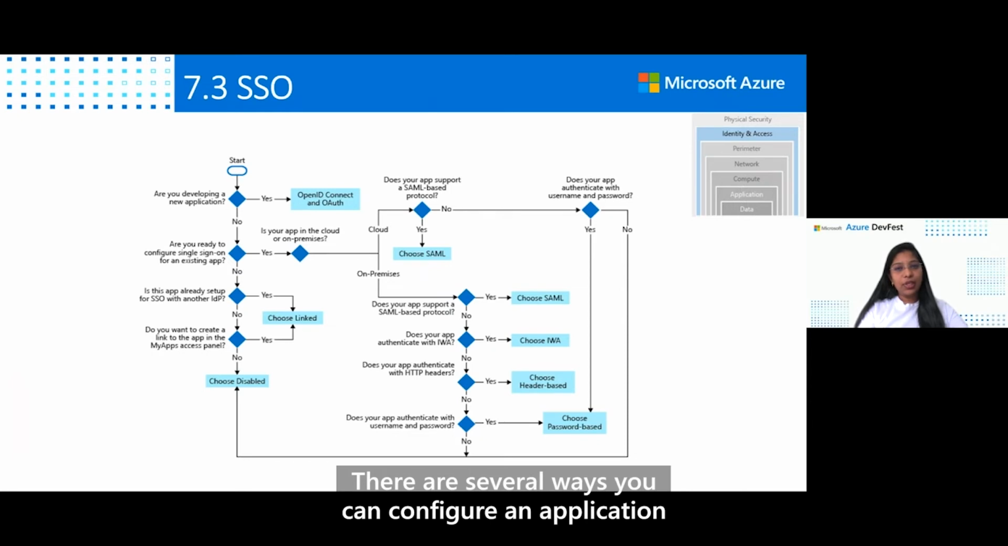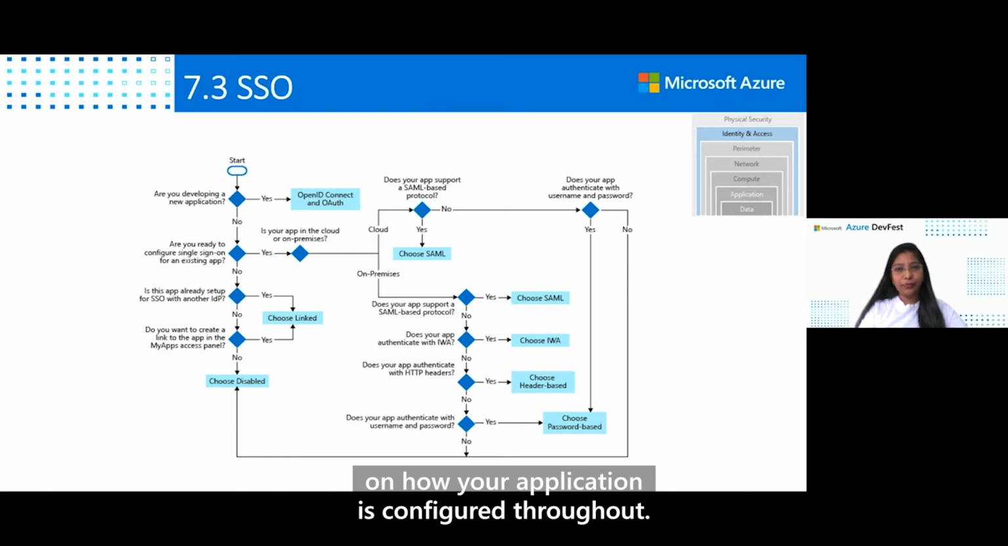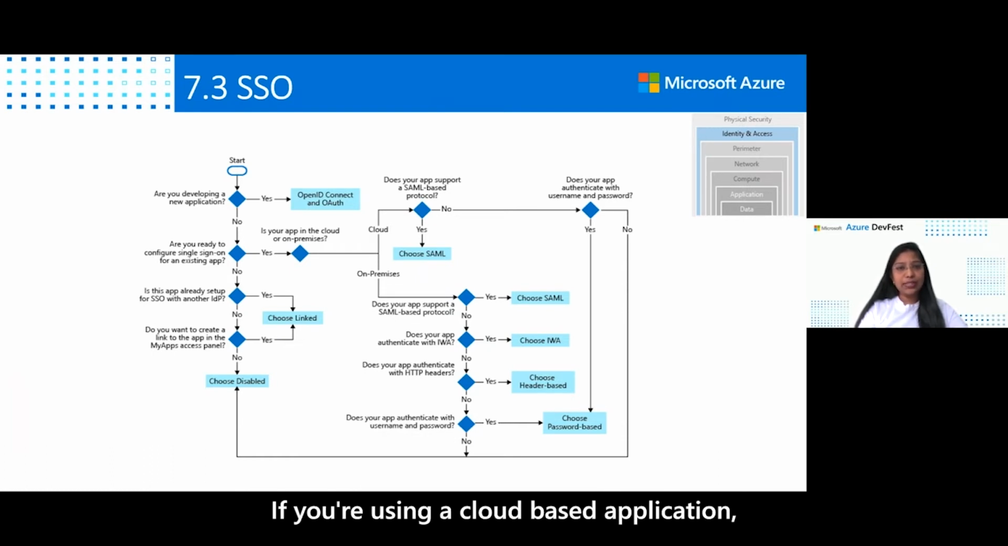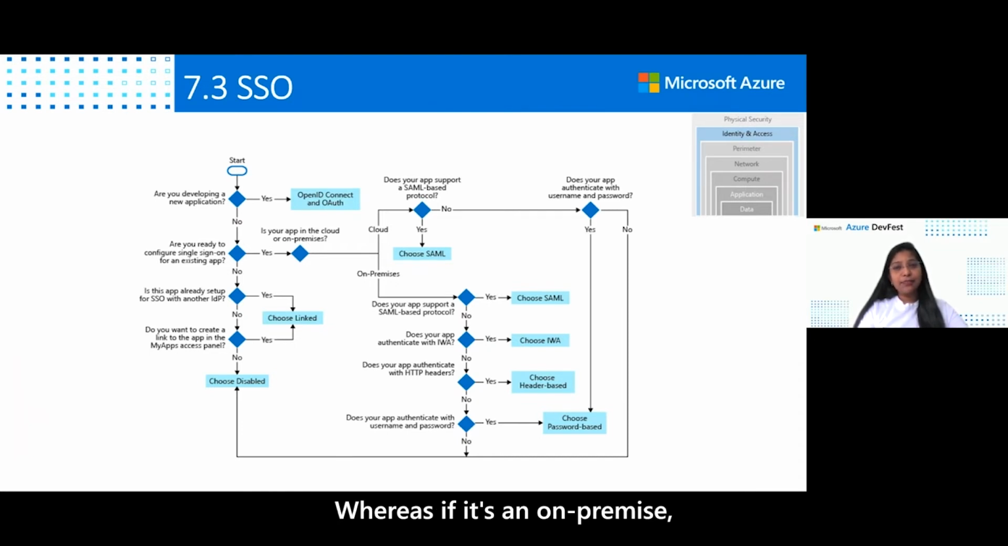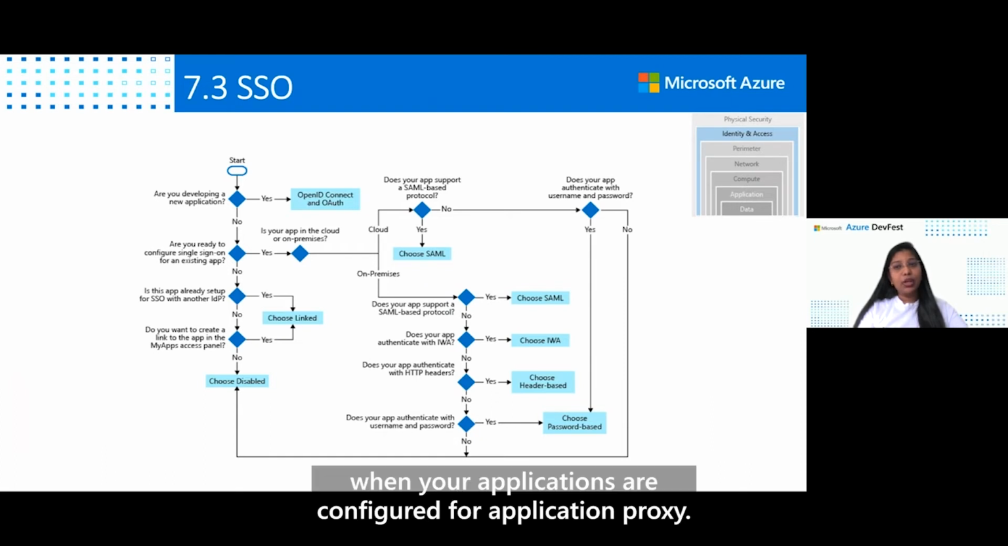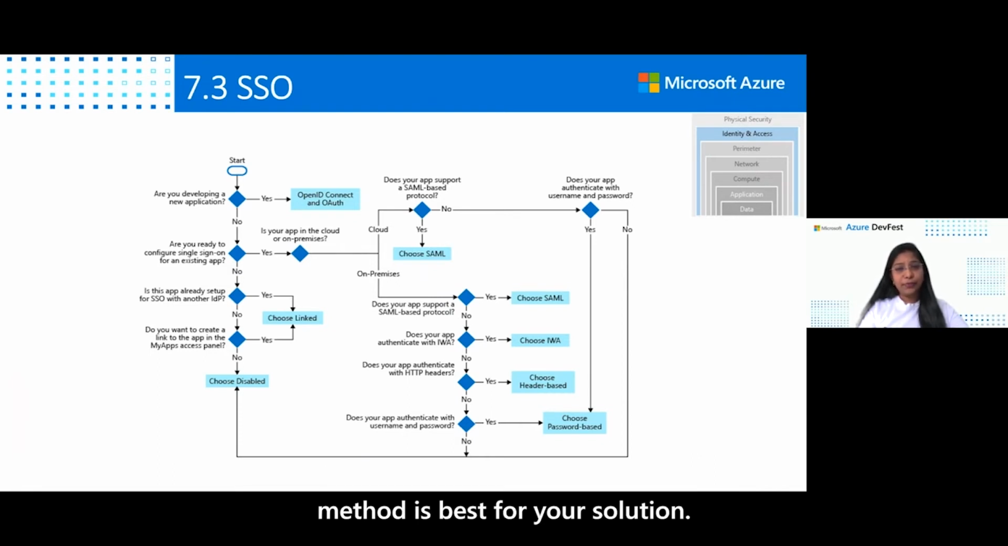There are several ways you can configure an application for SSO, and the method depends on how your application is configured for auth. If you're using a cloud-based application, you can use OpenID, OAuth, or SAML-based authentication. Whereas if it's on-premise, you can still use password-based or integrated Windows authentication when your applications are configured for application proxy. This particular flowchart will help you decide which SSO method is best for your solution.